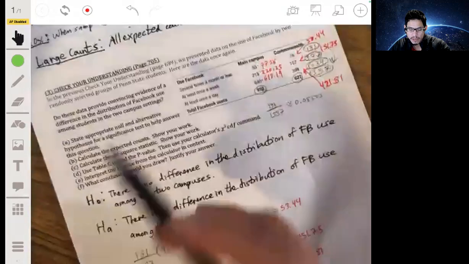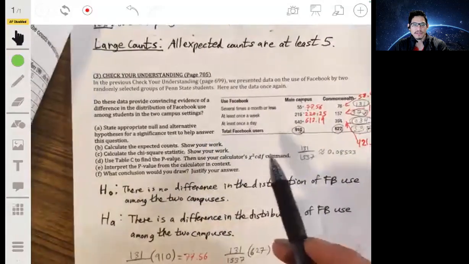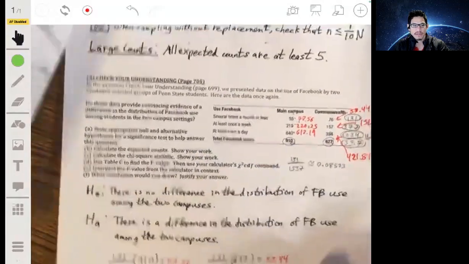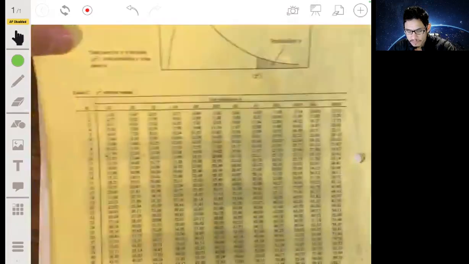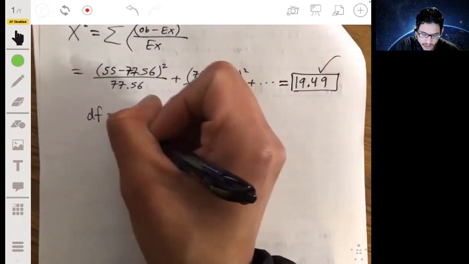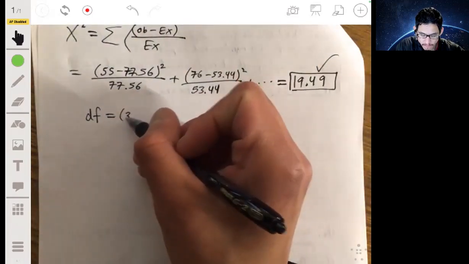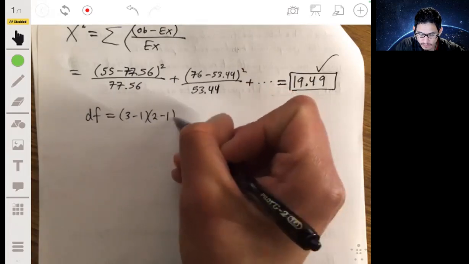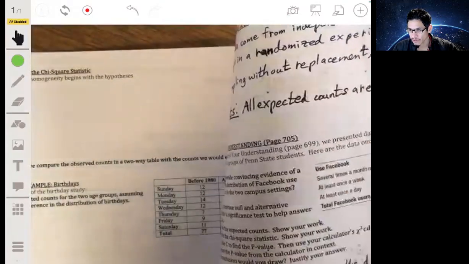Okay, now let's find the p-value, and let's use our calculator's CDF function and the formula sheets, as usual, but eventually it's not going to be necessary. In the formula sheet, remember, degrees of freedom would be 1 less in the rows times 1 less in the columns. So rows minus 1 times 2 minus 1, so 2 times 1, so we get 2. 3 rows, 2 columns.